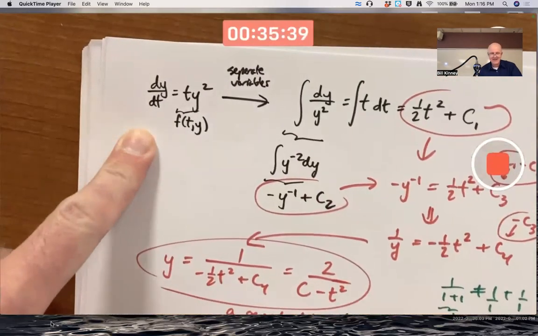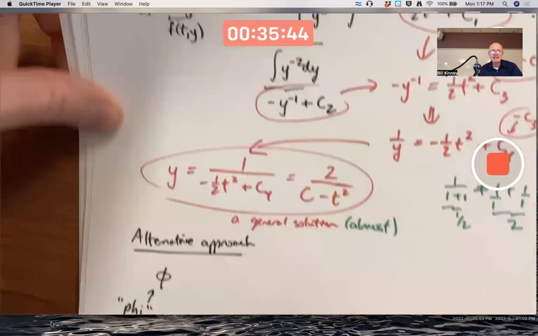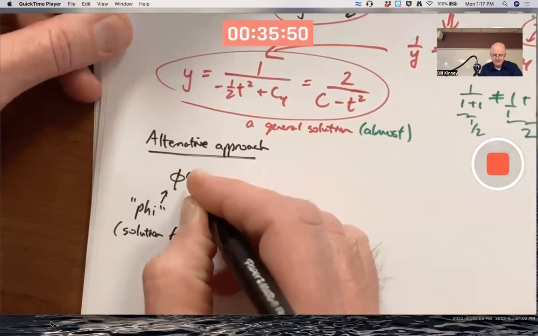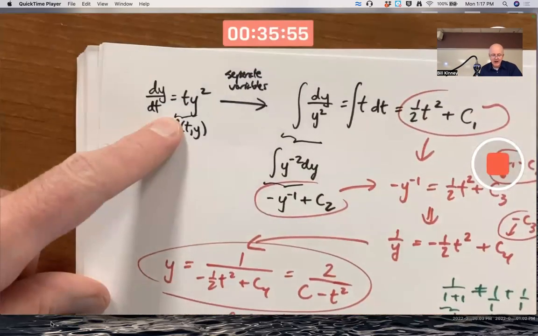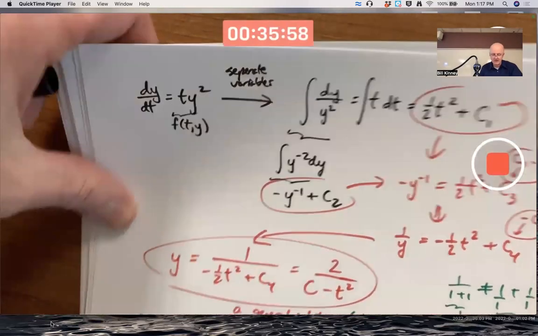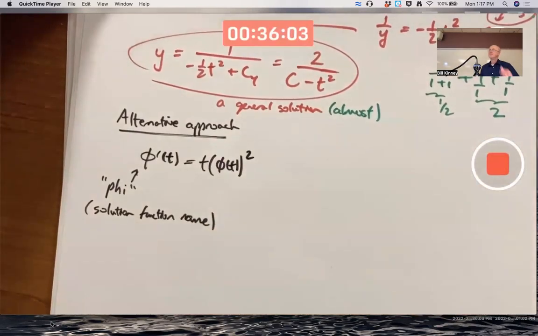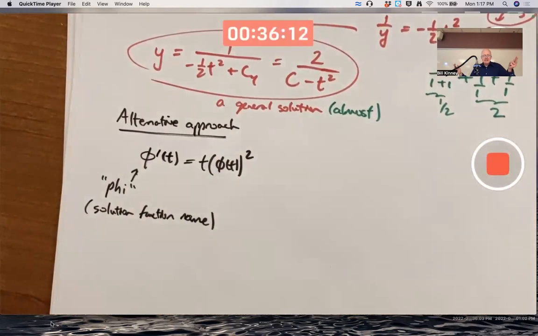Differential equation, writing now with function notation. Phi is the function name. dy dt becomes phi prime of t. That's the left-hand side. What about the right-hand side? t y squared: t times the function squared, t times phi of t in parentheses squared. If I write the differential equation with function notation like this, you don't even see any dy's or dt's.